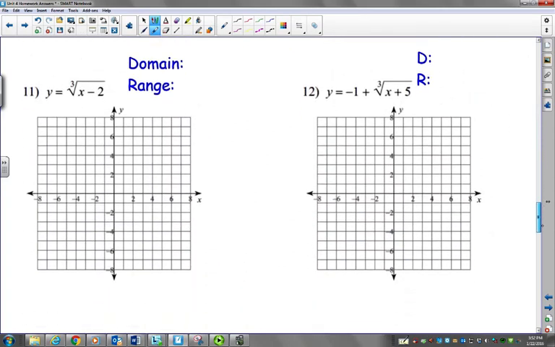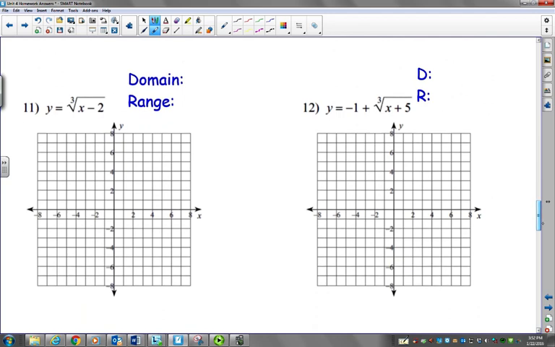Don't forget your domain and range. So all the cube root ones, they're actually pretty easy. It's really just going to be all real numbers for the x value, and all real numbers for the y value. So these ones are actually really easy. Just all the cube root ones, the domain and range are really easy.